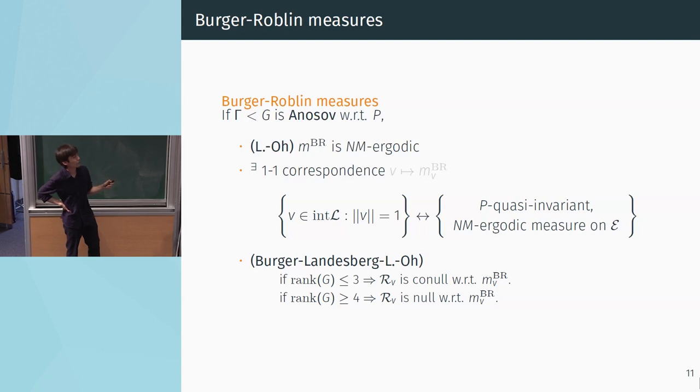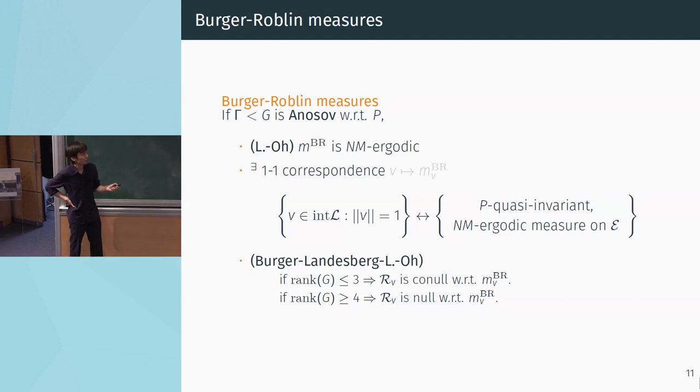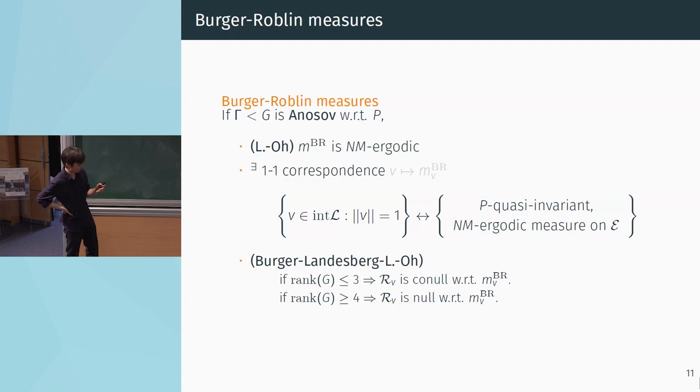I'm going to just call this the Burger-Roblin measure that corresponds to this vector v. I'm just going to call this m_v^BR. And m_v^BR corresponds to which v? It is just every v. Every v. Yeah. So m_v^BR is ergodic for every v. And then an ergodic component always decomposes into finitely many pieces.